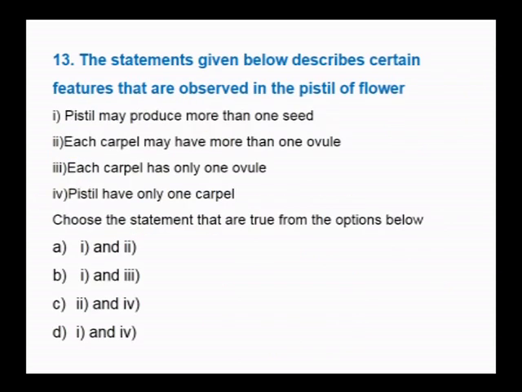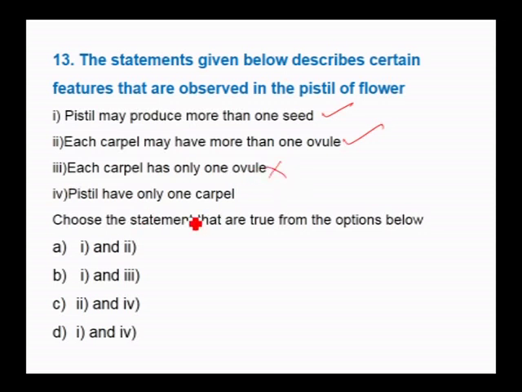Next question. The statements given below describe certain features that are observed in the pistil of a flower. Pistil is synonymous to gynoecium, made up of one or many carpels. Pistil may produce more than one seed. Certainly, it is correct. Each carpel may have more than one ovule. So, ovules are the ones which develop into seeds. Therefore, each carpel can have many ovules. Each carpel has only one ovule. So, they may have one or many. Therefore, this is a wrong statement.